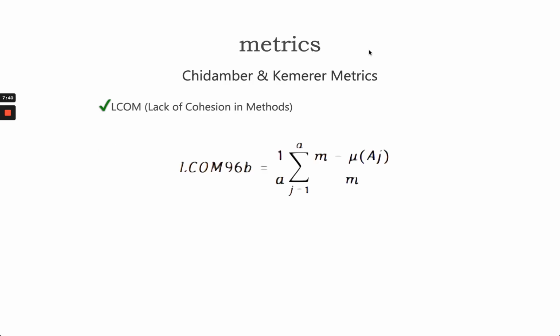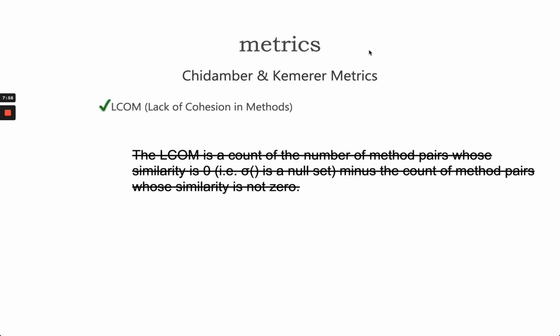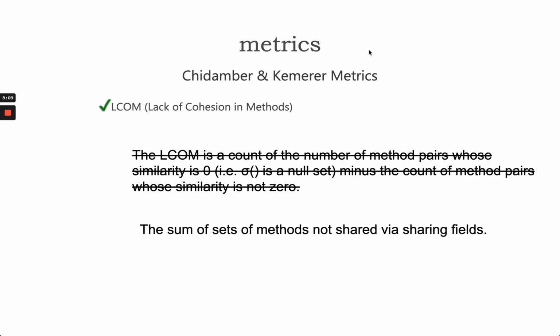There's a really nice metric in the Chidamber and Kemerer metric suite called lack of cohesion in methods. And I highlight this one because it has such a terrible description on Wikipedia as to what this thing actually does. In fact, it sounds almost like a Zen riddle. The LCOM is the count of the number of method pairs whose similarity is 0 minus the count of method pairs whose similarity is not 0. Huh? This is actually a slightly better definition. The sum of sets of methods not shared via sharing fields, which also sounds a little bit like a Zen riddle. So what is this trying to tell us, this lack of cohesion metric?